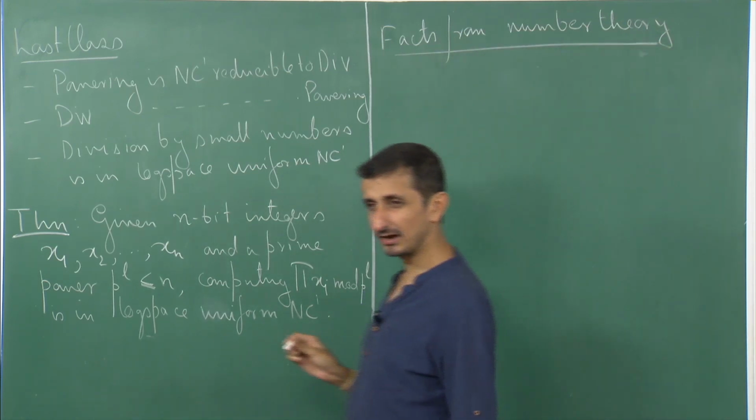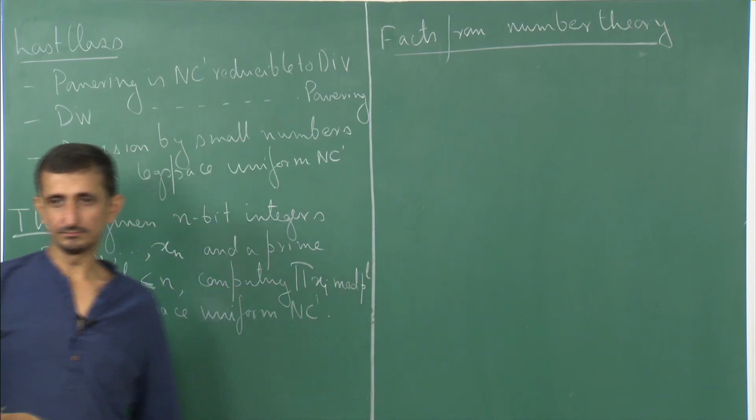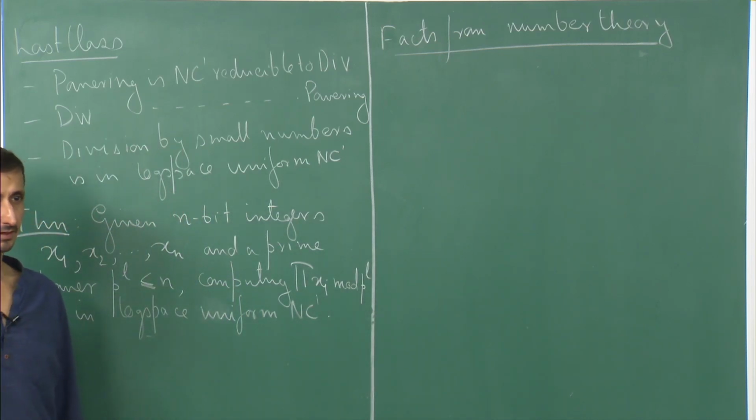Has anyone here done a course on number theory? No one? Which course? 681 computational number theory and algebra. Okay, so then you might know some of these things. Okay, yeah.